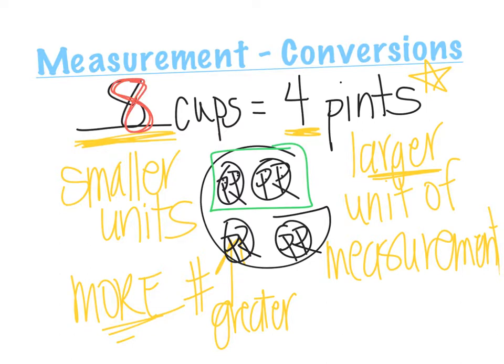Now remember what Miss Ayala said, that since pints are the larger unit of measurement and cups are smaller, there's going to be more of them, so the number's greater. See how 8 is greater than the 4. So measurement is a little opposite. You have to think to yourself, am I going from a larger unit to a smaller unit? Then I'm going to think that, okay, well then I'm going to need more of the smaller to equal the bigger. Let's try another one.